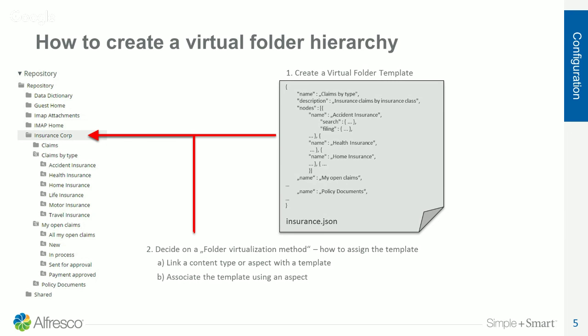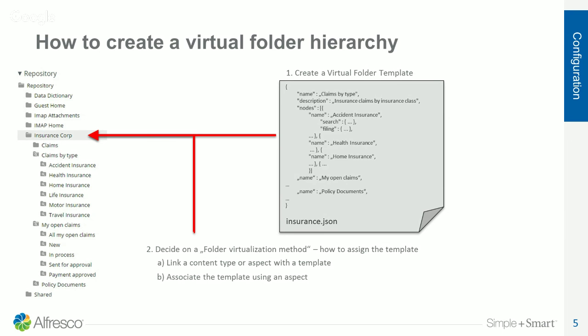One quick question: is a virtual folder a new type in the content model, or is that a normal folder that we apply an aspect to? A virtual folder is a query, so there's no new type. A virtual folder is a query, and the query needs to be assigned to this folder. The query is defined in the template, and the template is assigned to a folder.